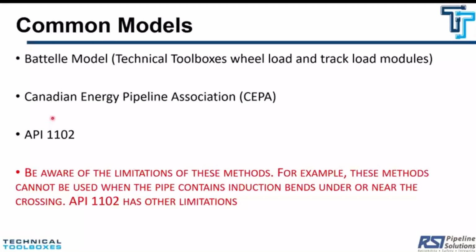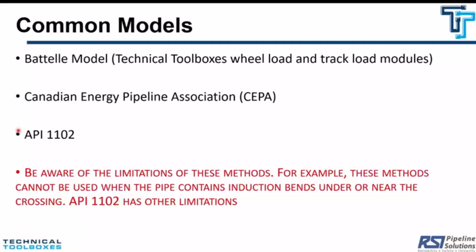Now, which one is a better model to use, CEPA versus API 1102? Both exist in Technical Toolboxes, right? So Technical Toolboxes has both of them. But the decision on which one you should use depends on the situation. API 1102 was originally developed for a bored pipe. So if you have a pipe that is installed using jack and bore or HDD and things like that, API 1102 is probably a better model. If you have a trench installed pipe, CEPA is probably better.